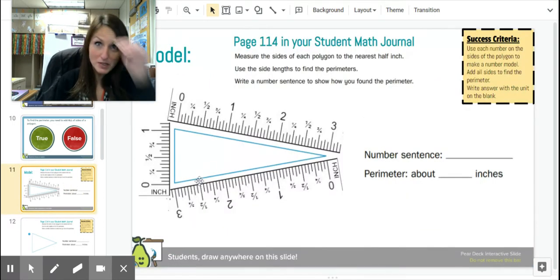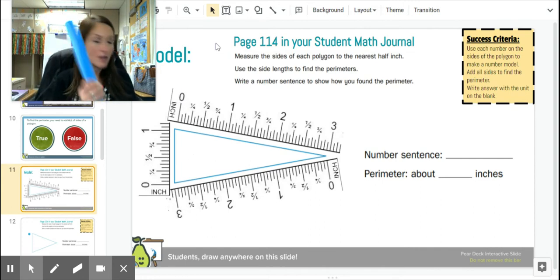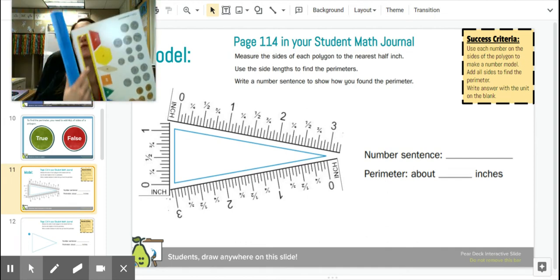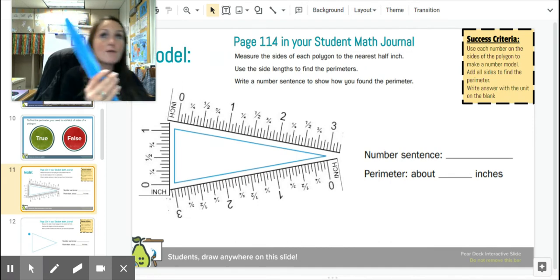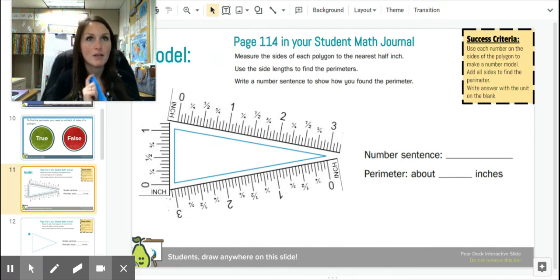I'm going to go ahead and model this part, okay? So you would hopefully have a ruler, okay? Some of you had the ruler sitting right here, you can use that. Some of you might just have a ruler at home. You can use that one as well, whatever works for you, okay? If you need a ruler and don't have one at home, make sure you let me know, and I have lots of rulers here I can give you.